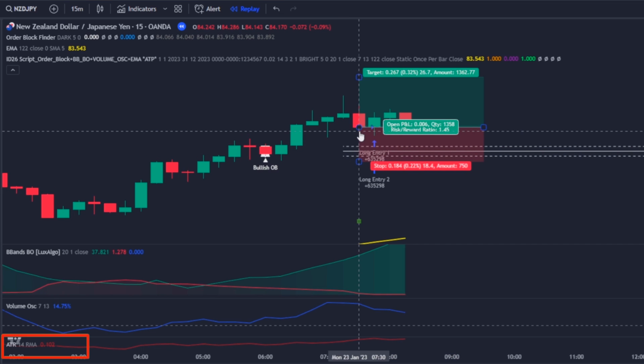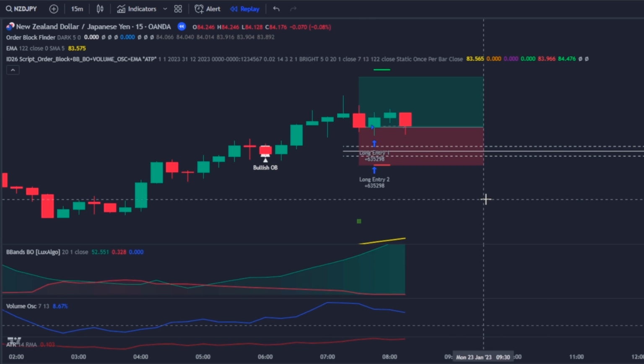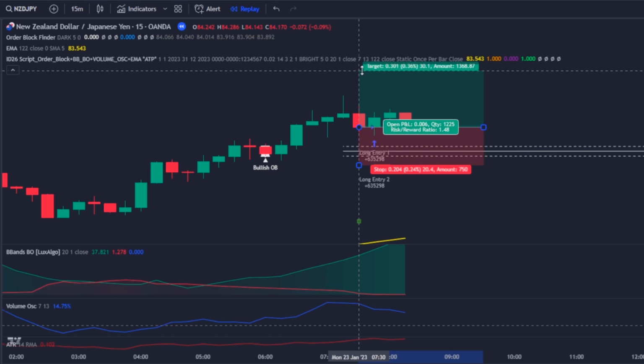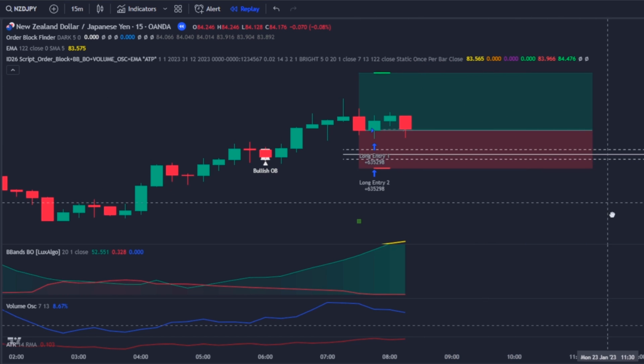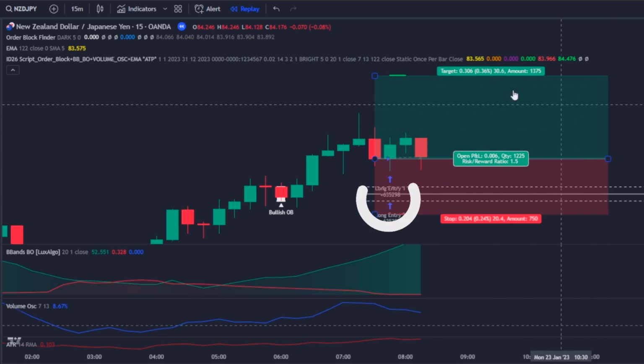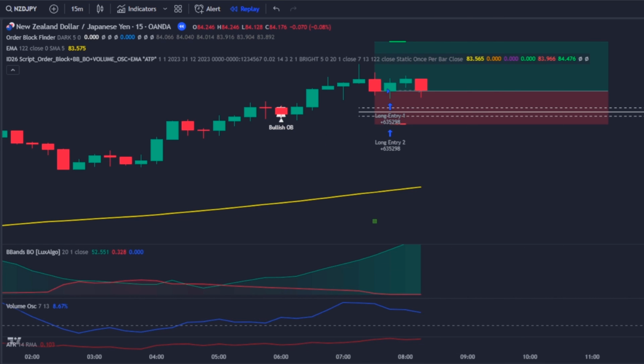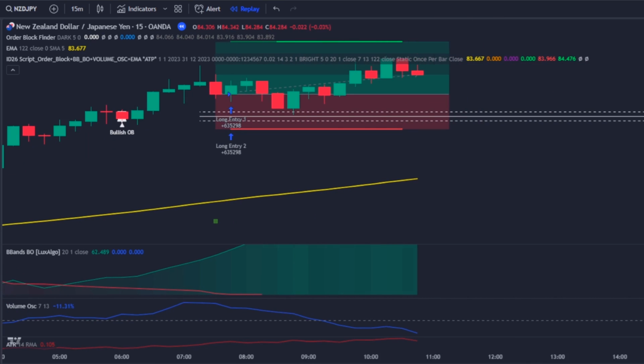The stop loss value was calculated based on the formula 2 times 10.2, the ATR pip value, which was equal to 20.4, and the take profit was on the 1 to 1.5 risk to reward ratio zone. So first of all, we can see that my bot entered the position and placed the stop loss and take profit values perfectly. Now let's fast forward to see what would happen.